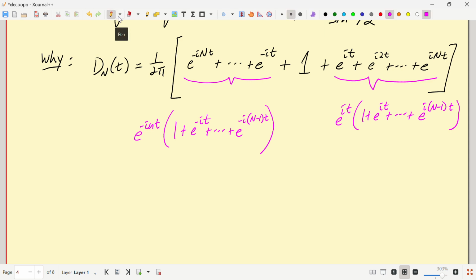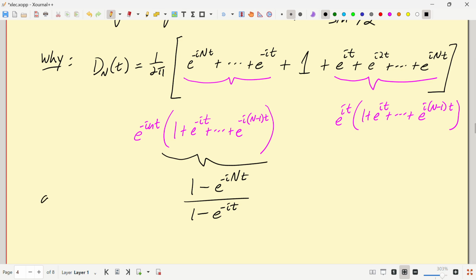but fascinating. This is a geometric series because of de Moivre's formula. This is a geometric series, and it's equal to 1 minus e to the minus i(n plus 1)t over 1 minus e to the minus it. Because it's a geometric series.